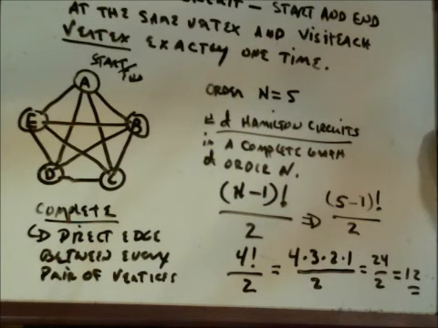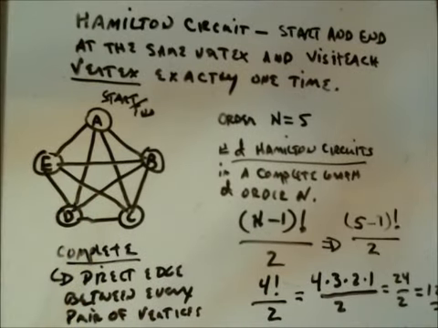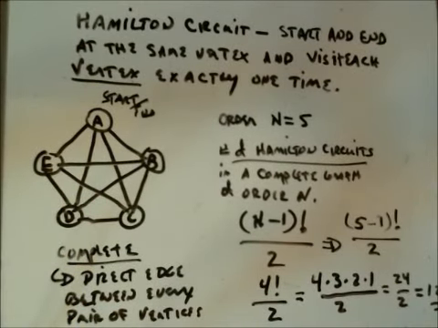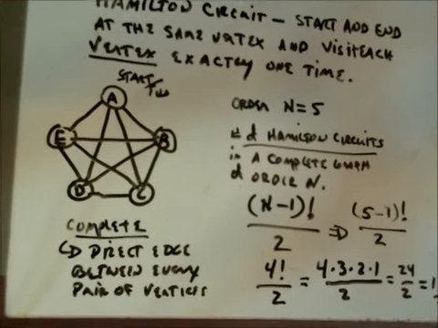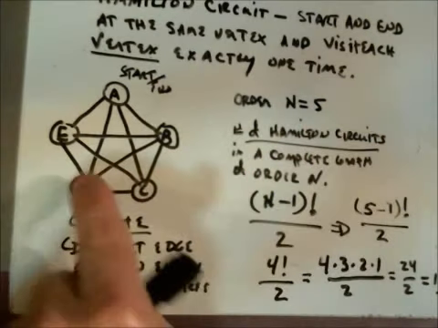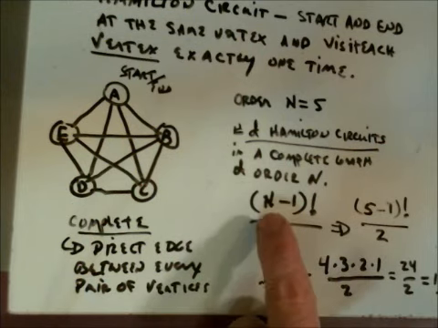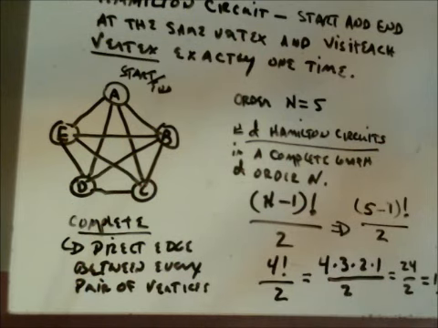Right? And that's a good review or a good introduction to Hamilton circuits. Remember, Hamilton circuits, you start and end at the same spot. You visit each vertex exactly once, and then you come back to the same vertex. If you have a complete graph of order n, order is the number of vertices, the number of Hamilton circuits in your graph is n minus 1 factorial divided by 2. And we did the example here. We came up with 12.